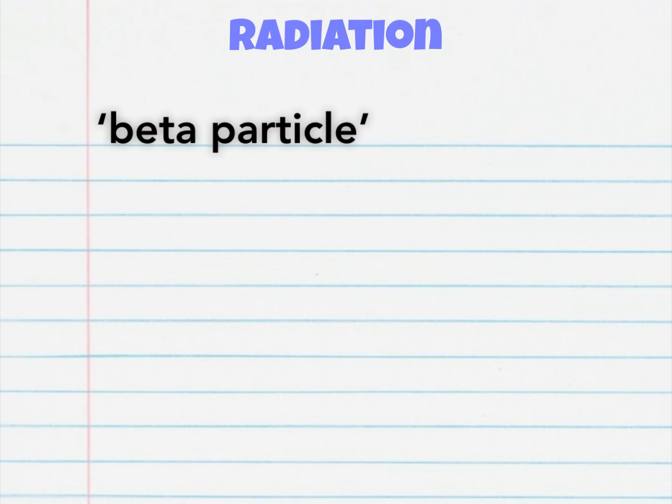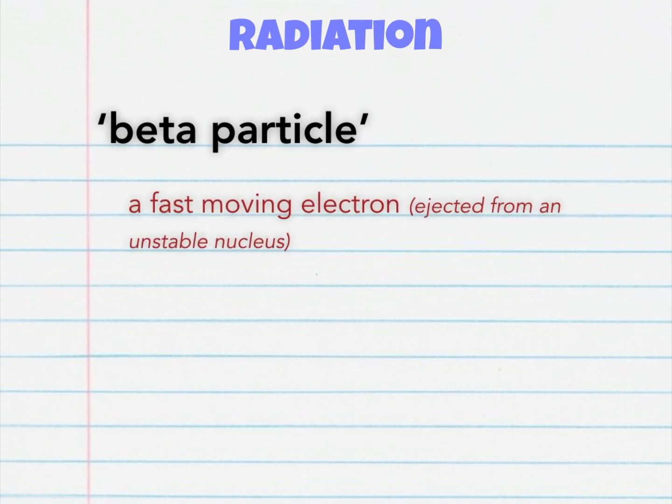Nuclear radiation is emitted from the nucleus of an atom, although you wouldn't expect to find a beta particle there. A beta particle is a fast-moving electron ejected from an unstable nucleus. Beta particles are emitted when a neutron in the nucleus is converted into a proton and an electron. Beta particles are negatively charged, move at around 90% of the speed of light, and are moderately ionising.